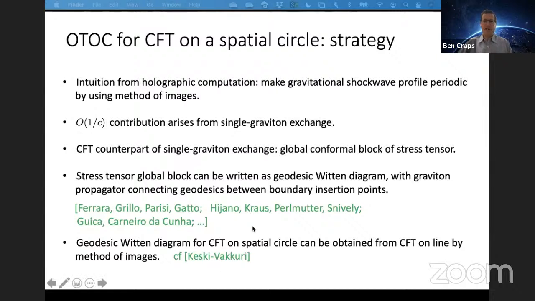Now, once we have that intuition of how to think about the CFT formula for this global conformal block, we can think about how to extend this to a torus as opposed to the cylinder. So Euclidean BTZ for a CFT on a line corresponds to a filled cylinder in the bulk. Now we want to turn this cylinder into a torus.